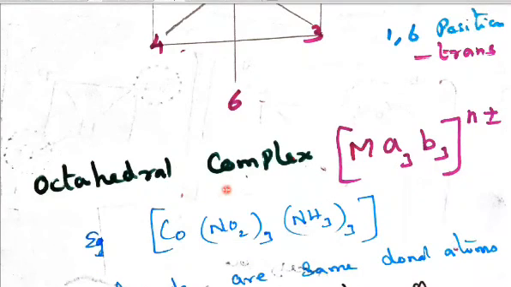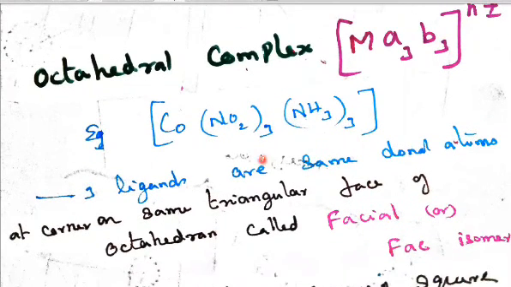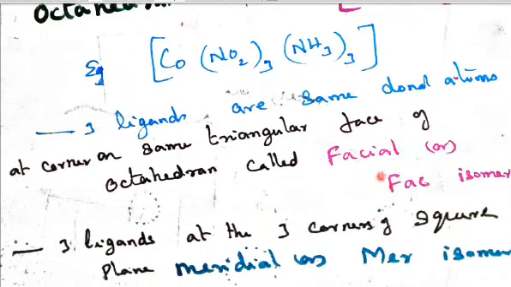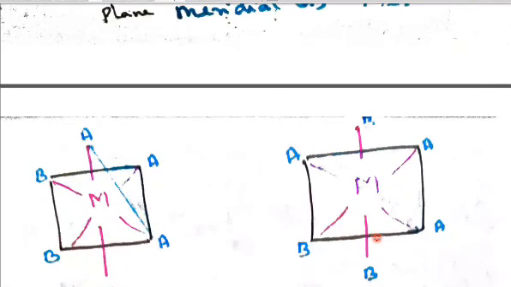Let us see an example in an octahedral complex, MA3B3, with monodentate ligands, where n is the charge, plus or minus. For example, Co(NO2)3(NH3)3. The 3 ligands are the same donor atom because both are unidentate. At the corners of a triangular face of the octahedron, it is called a facial or fac isomer, and at the corners of a square plane it is called a meridional or mer isomer. Please listen to this one.